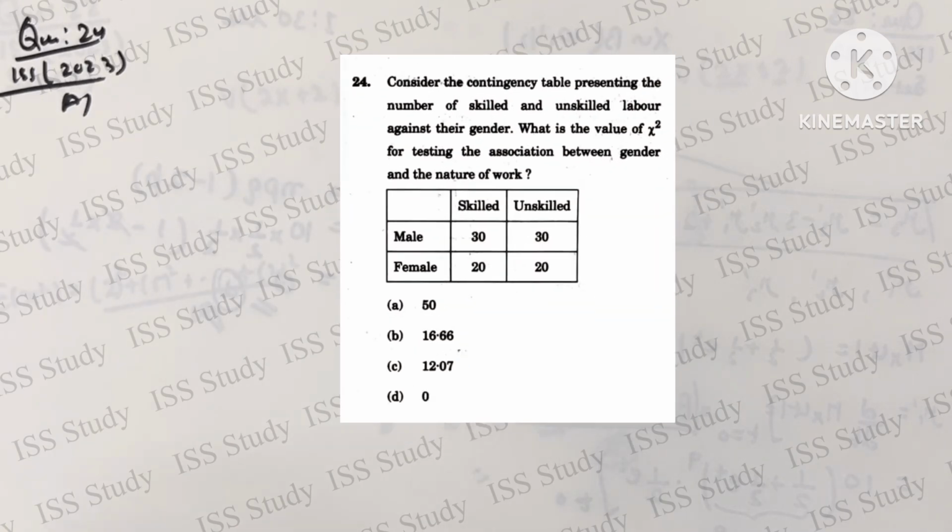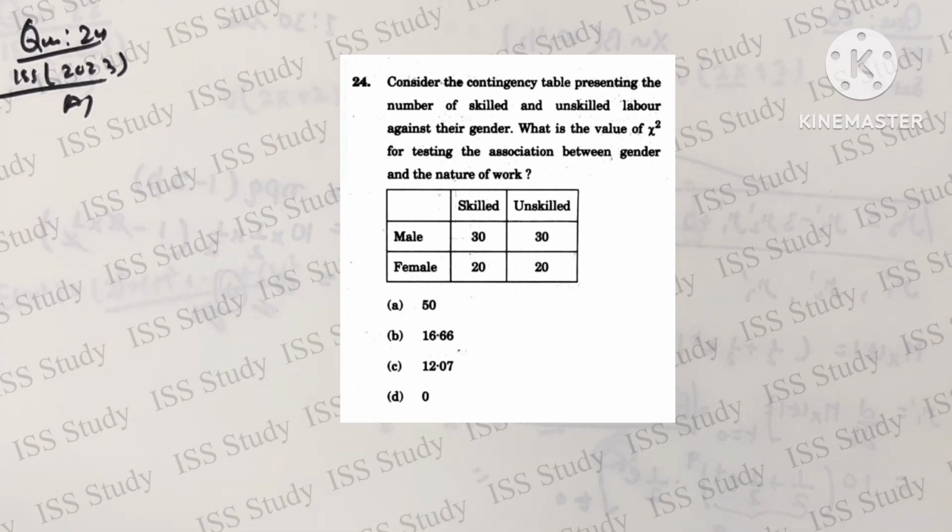So here you can see in this question it says: consider the contingency table presenting the number of skilled and unskilled labor against their gender. What is the value of the chi-square for testing the association between gender and the nature of work? So here two attributes are given and we have to find the value of chi-square, right?